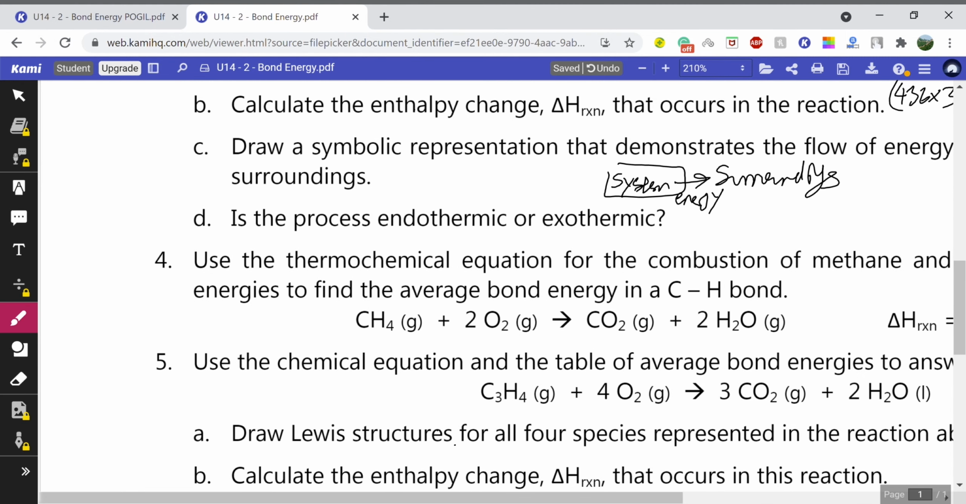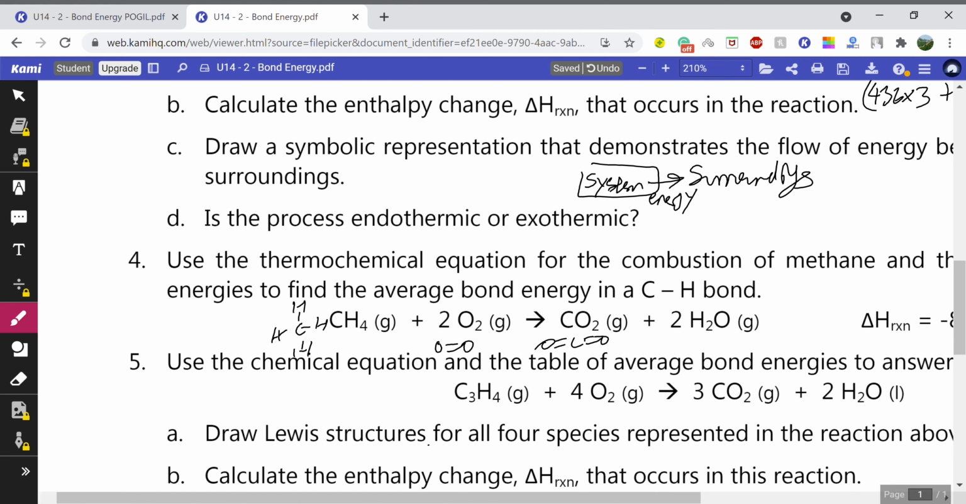Here, let's draw this again real quick. C with H, H, H, H, and this is O double bond O. This is O double bond C double bond O. You do not necessarily need to draw all the lone pairs and all the other electrons because we're only looking at the bonds. And this is H, H, and O times 2. This is also times 2.